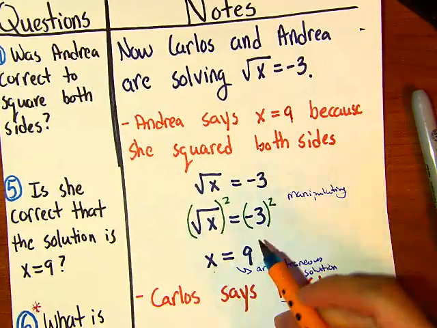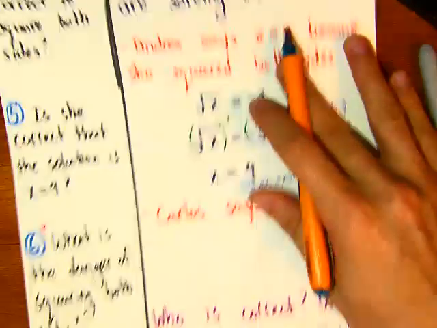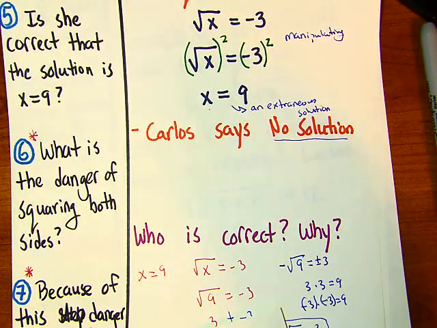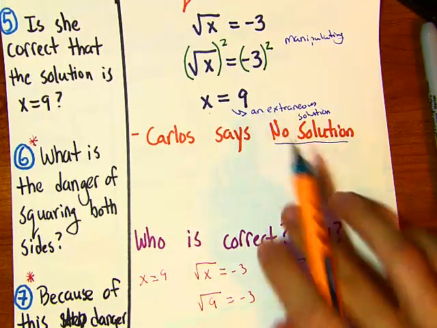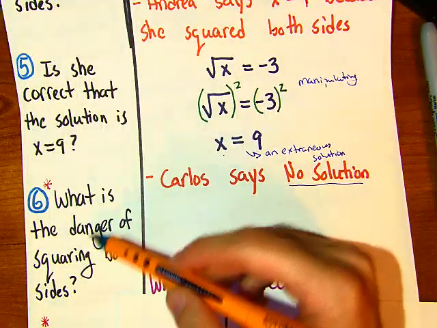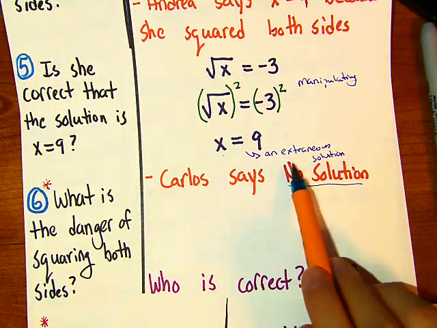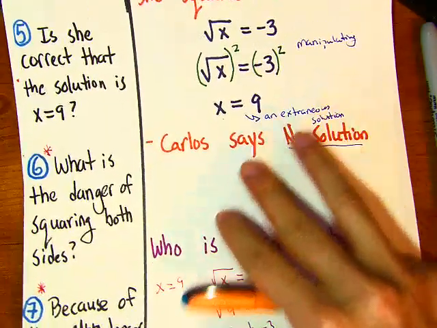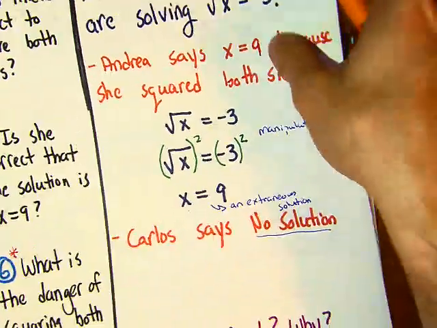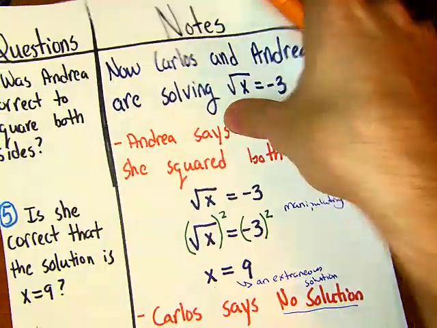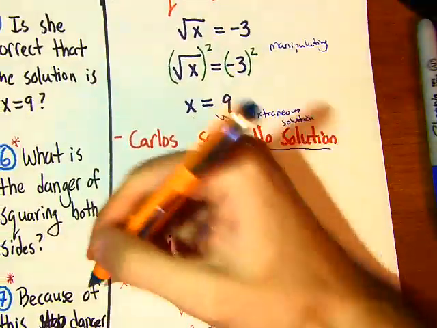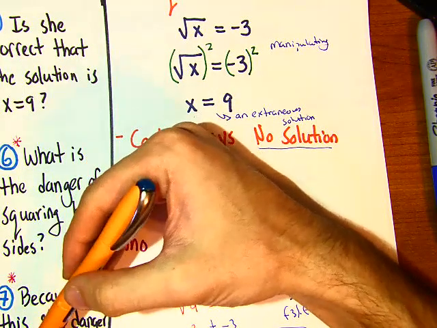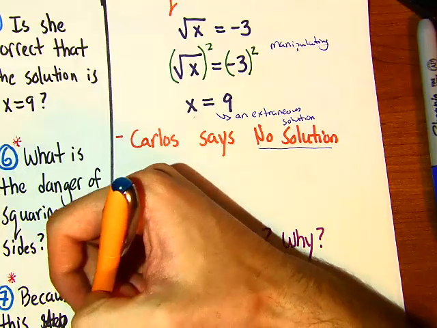So you see, we did transform it to x equals 9, but when you plug in 9 to the original equation, it's not true. So this is an extraneous solution. All right? So what is the danger of squaring both sides? You could get extraneous solutions. All right? And now here, let's look at question number 7. These are nice questions to help guide you. Because of this danger, what is the final essential step for solving radical equations?